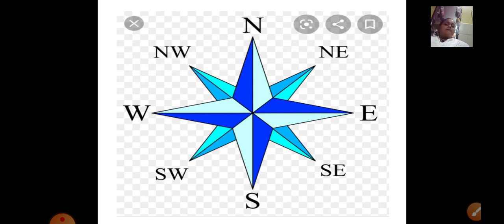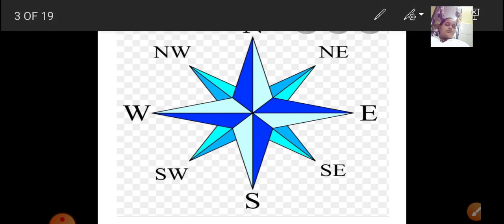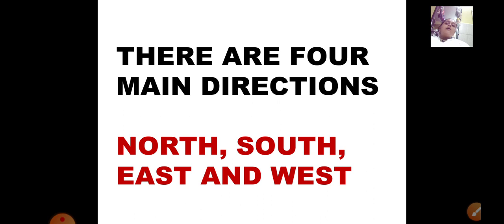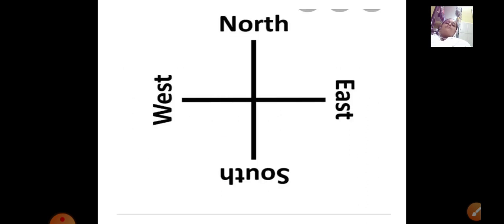Now this is an instrument which is called compass rose. I showed you. Now what are we going to learn today? There are four main directions. How many directions? Four. There are four main directions: north, south, east and west. These are the four main directions.